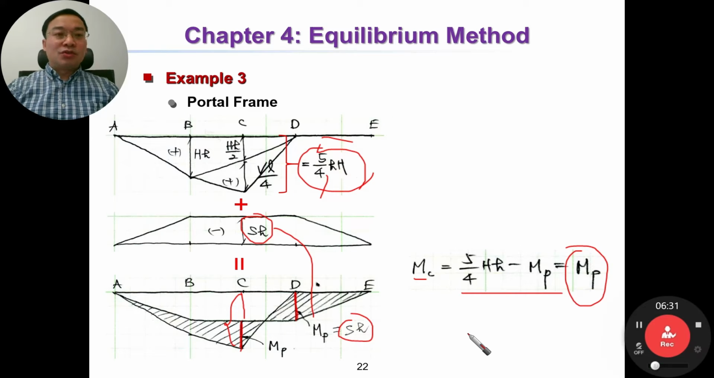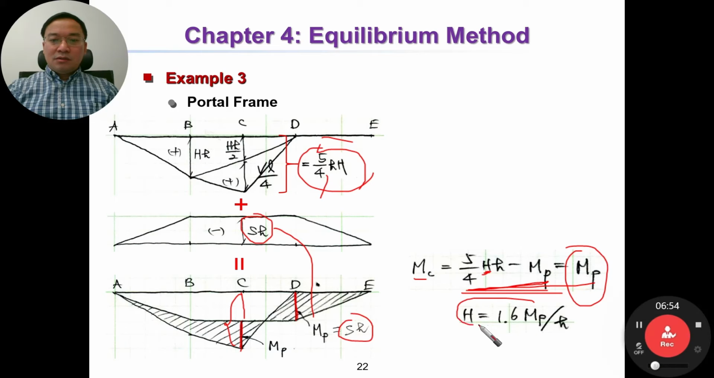Then we have two plastic hinges. And by using this equation, we can determine H. Here is only one unknown. H equal to 1.6 MP divided by h, where h is the height of the column. Okay, and this is the solution.